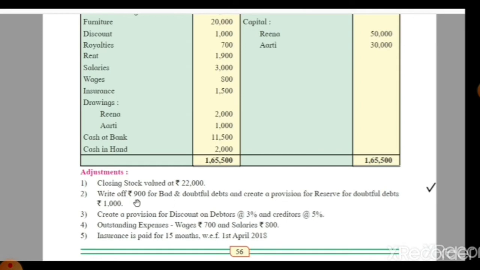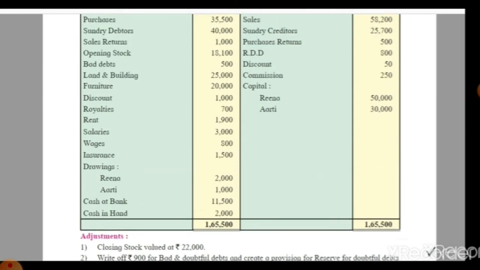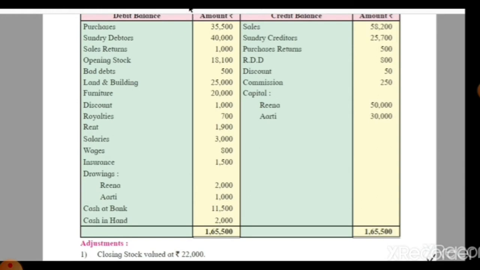Second, write off rupees 900 for bad and doubtful debts and create a provision for reserve for doubtful debts of rupees 1,000. Here the additional new bad debts are given in the adjustments, and also the provision is made for doubtful debts, that is RDD, in the adjustments. We deduct both these items from the sundry debtors, so that is why we put a tick mark before the sundry debtors, which is available in the trial balance debit balance list.